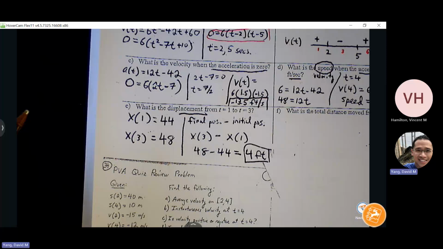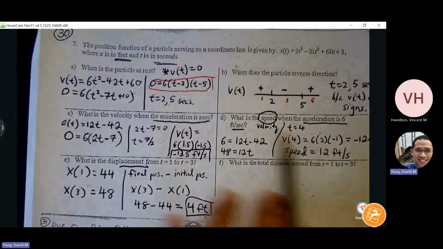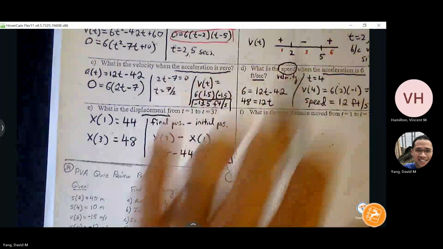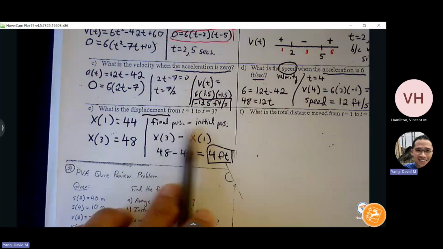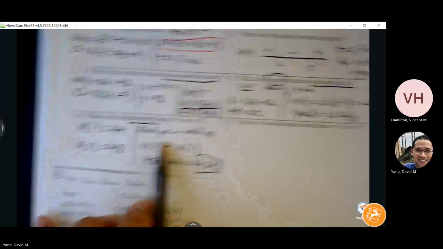Yeah, you plug both 1 and 3 into the position equation. So displacement, you're just playing with position. You're not playing with velocity or acceleration.